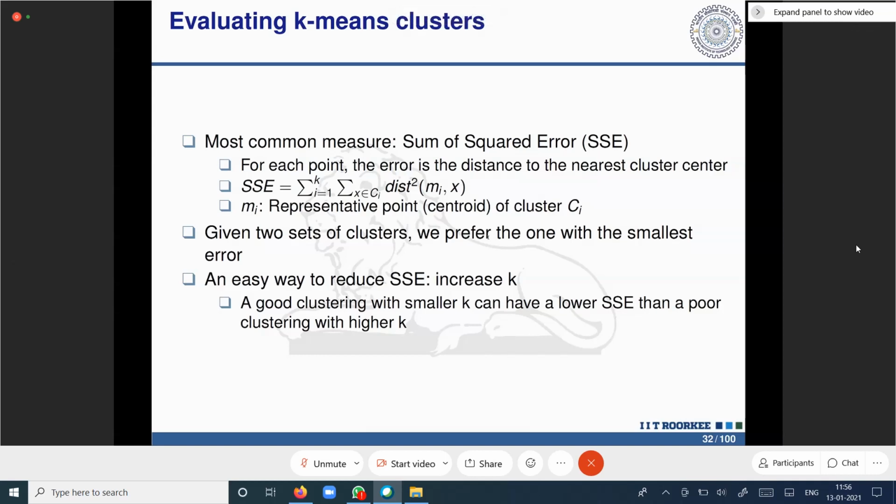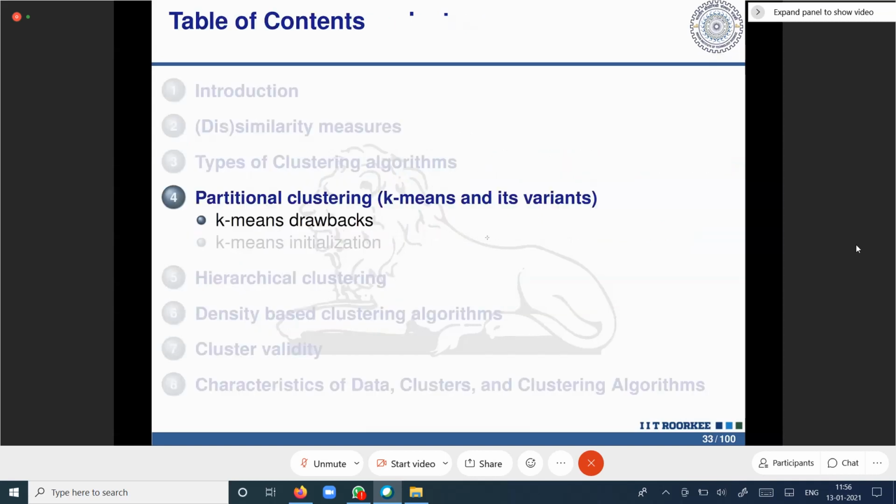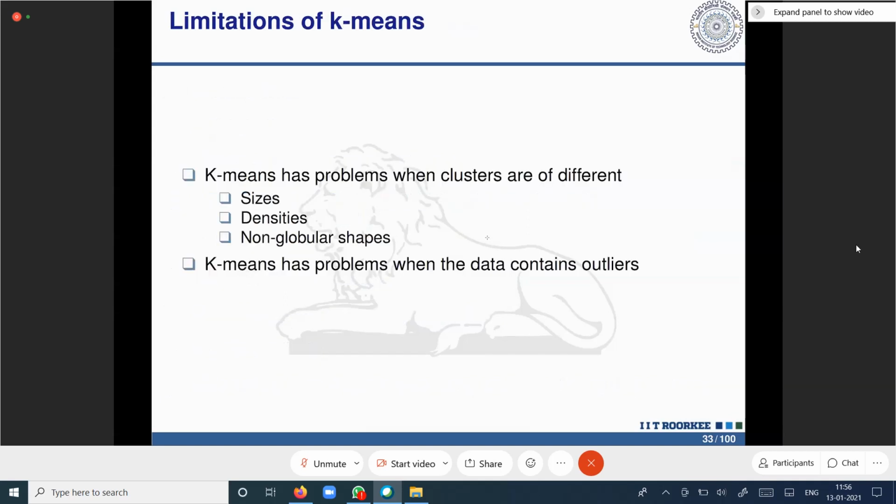So one easy way to reduce SSE, though there's a hack in that: if you increase the number of clusters, then the SSE will reduce. Let's say you have n points and you say, okay, I want to find n clusters. Then each point belongs to its own cluster. In that case, SSE would be 0. So this is a check you need to do so that the number of clusters is not too high.